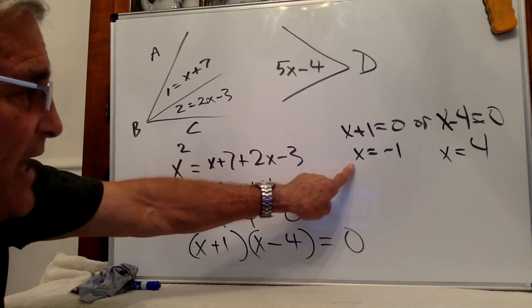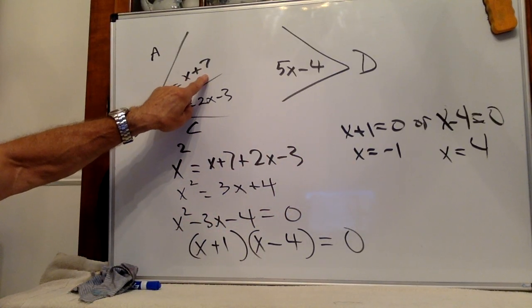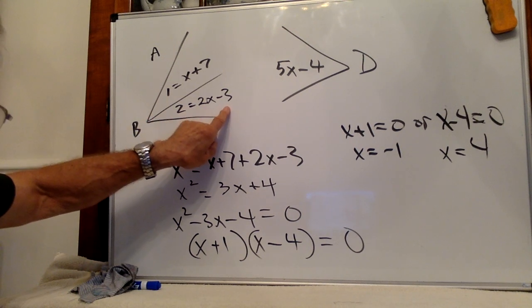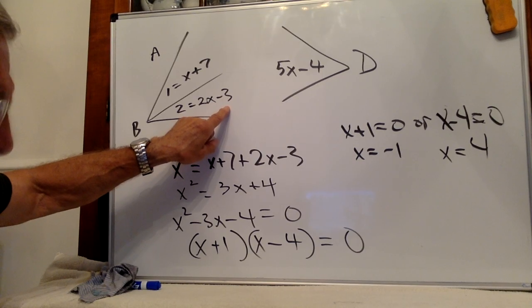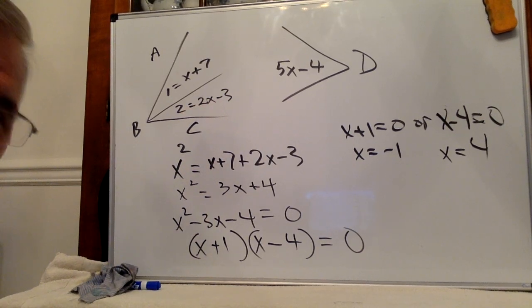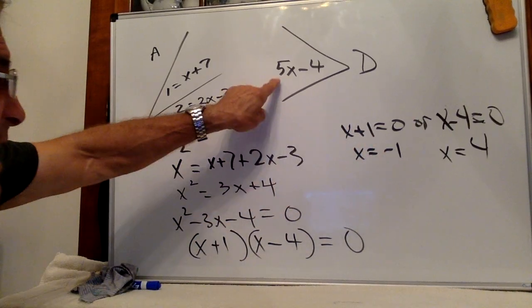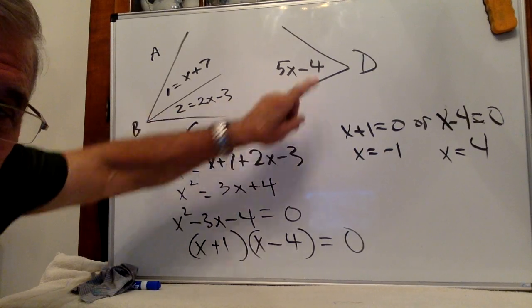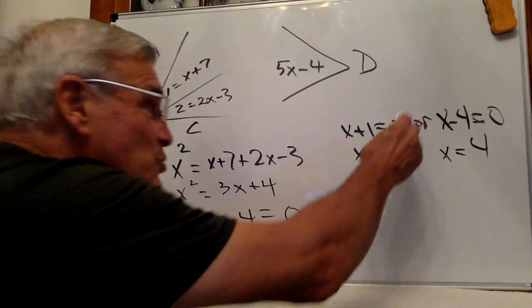So if I use a negative 1, I get negative 1 plus 7 is 6. 2 times negative 1 is negative 2 minus 3. Negative 2 minus 3 is negative 5. That doesn't make any sense. You can't have a negative angle. Likewise, if you plug negative 1 in here, you get 5 times negative 1 is negative 5 minus 4 is negative 9. You cannot talk about negative angles in algebra.